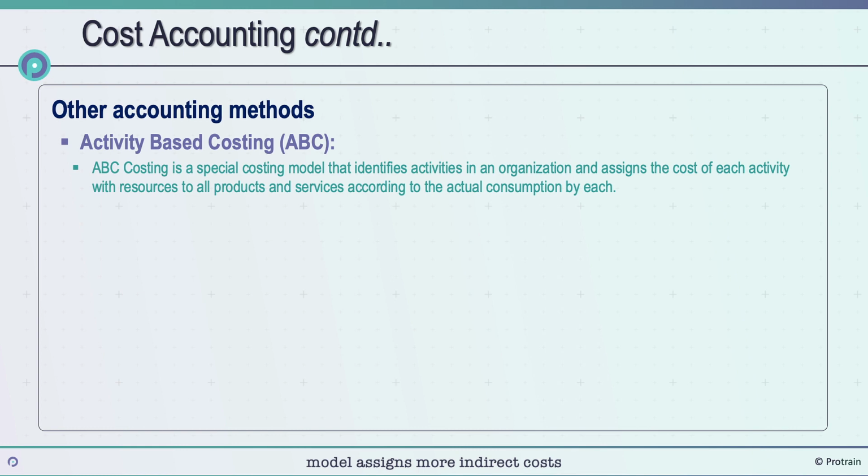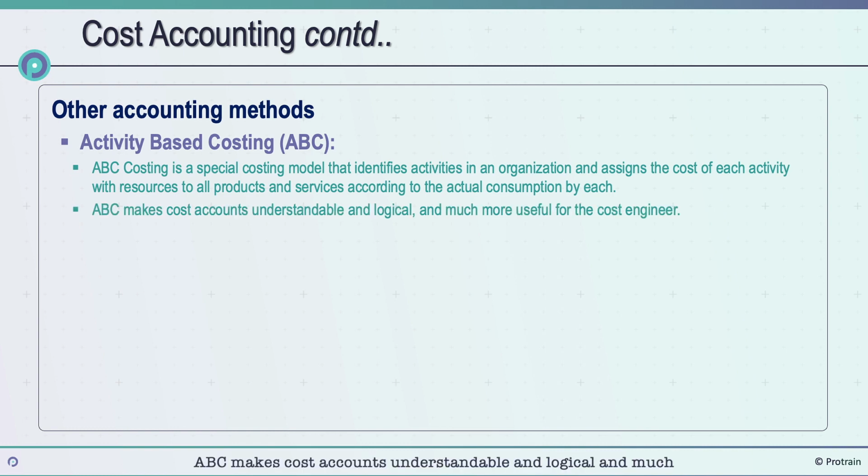This model assigns more indirect costs, overhead, into direct costs compared to conventional costing models. ABC makes cost accounts understandable and logical and much more useful for the cost engineer. This method of collecting and summarizing cost elements reveals which resources and activities are the most significant contributors, drivers to the cost of the cost objective. We will discuss this method in more detail in later chapters of this course.